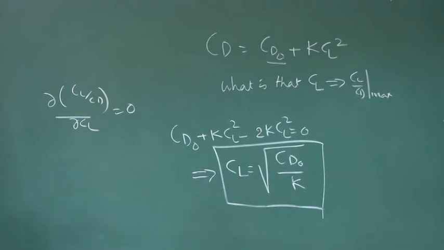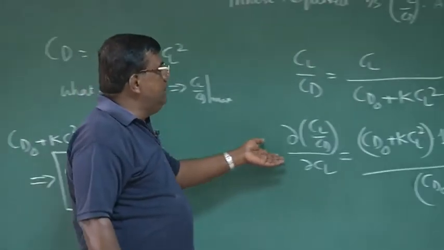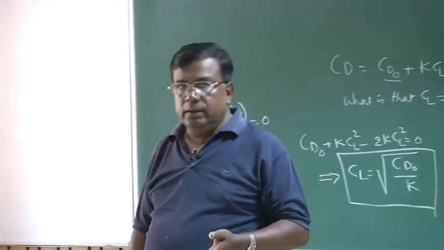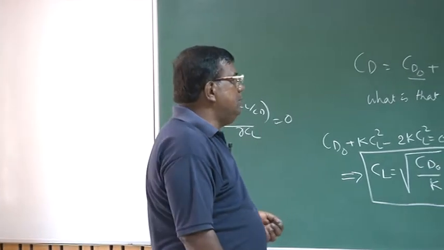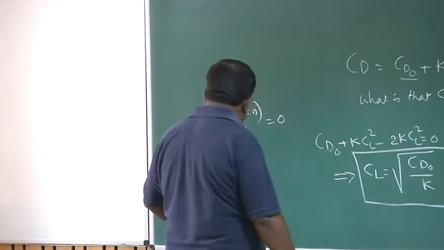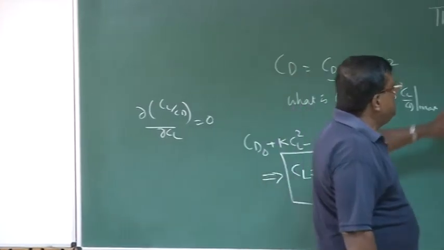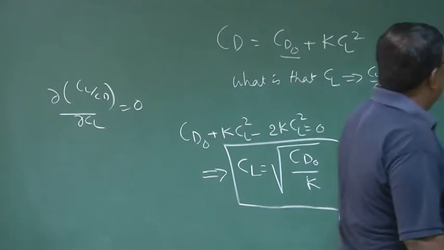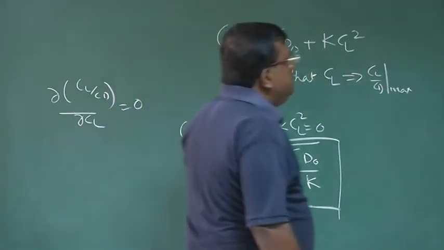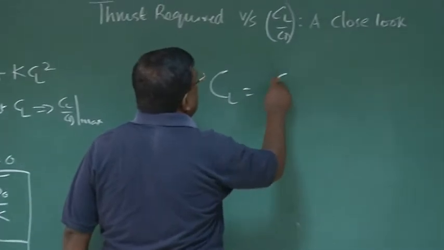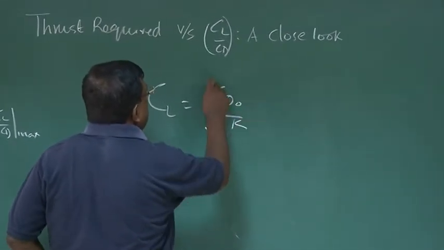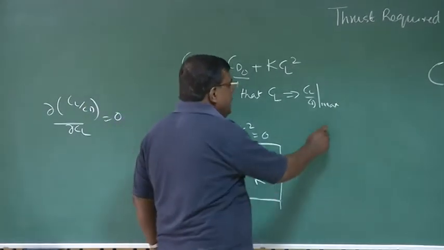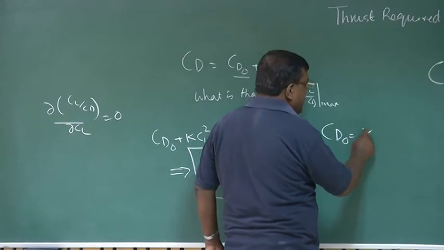As simple as that, okay? You can check the second derivative to see if it is indeed a condition of maxima. The second derivative should be less than 0. Now, the interpretation demands CL equal to under root CD naught by K. Once I solve this, what did I get? I get CD naught equal to KCL square.